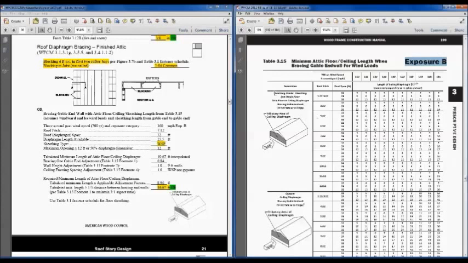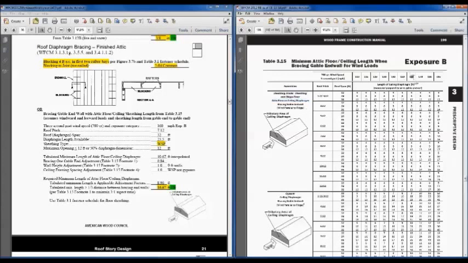And we're going to look at the wood structural panel provisions, because this is an attic floor that's got wood structural panels on it. So we don't, in this case, have gypsum. We'll look at that one in a second.